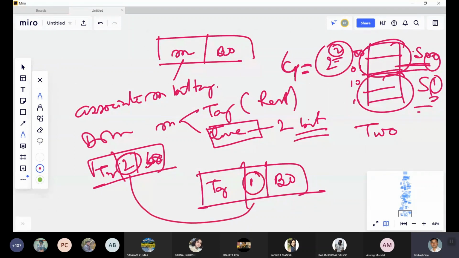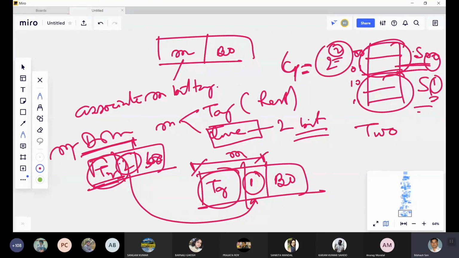So when you are mapping direct to set associative memory, the size is fixed. This is total M, and this is total M. But now the tag bits would increase or decrease compared to DM? It will increase. When I convert DM to set associative, the tag bits will increase.